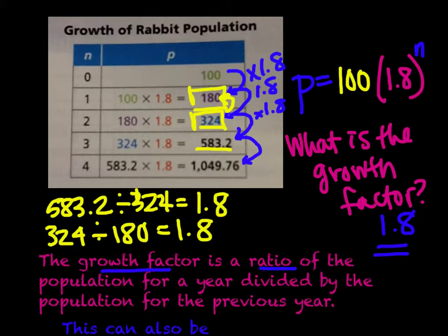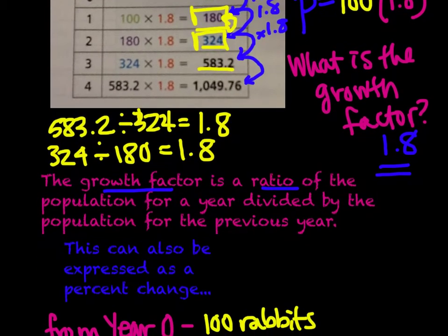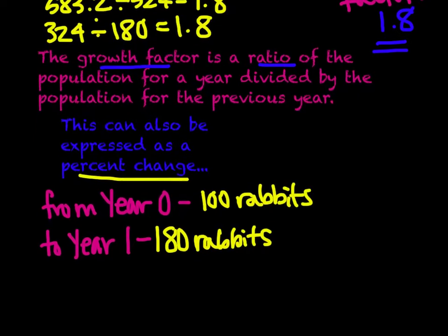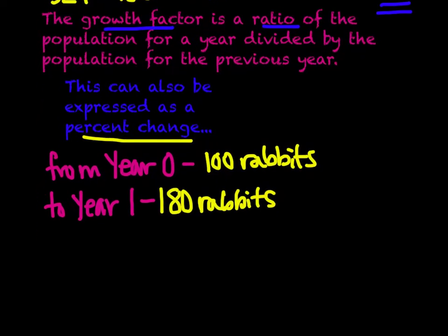So knowing that our growth factor is 1.8 for this particular situation, we can also represent a growth factor as a percent change. And let's do just that. So looking at growth factor as a percent change, let's look at this situation. If we were looking at year 0, we have 100 rabbits, and if we look at year 1, we have 180 rabbits. So we know that growth factor is looking at a ratio between 1 year and the previous year.